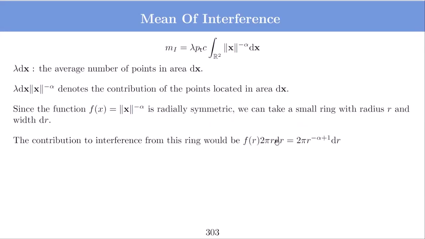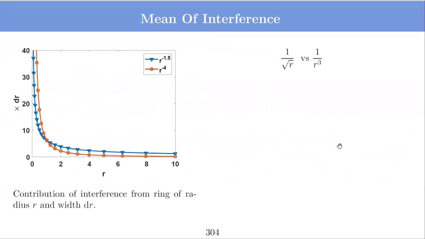So the total will be 2 pi r dr times r to the power minus alpha, which is 2 pi r to the power minus alpha plus 1 dr. This is the contribution from the ring of radius r. You have many such rings, and you add them all to get the total interference. Let us see how this contribution grows.